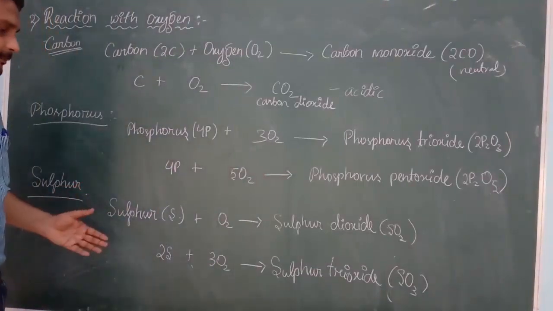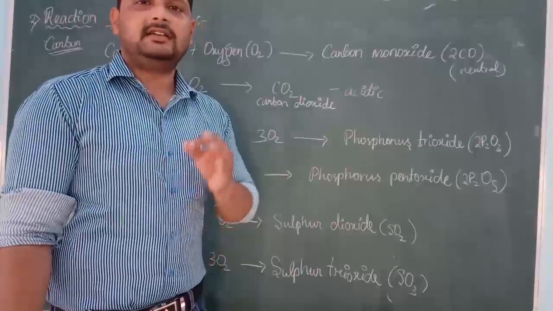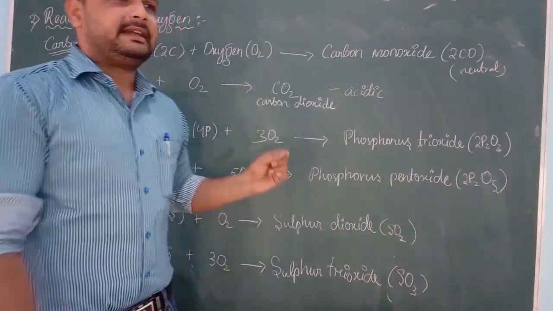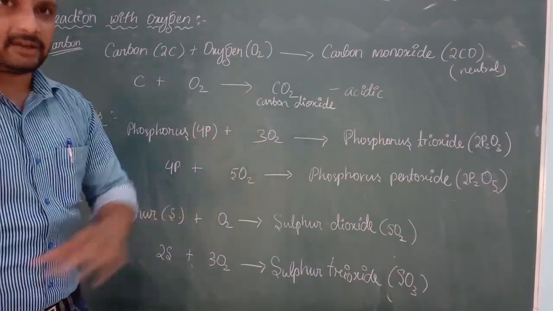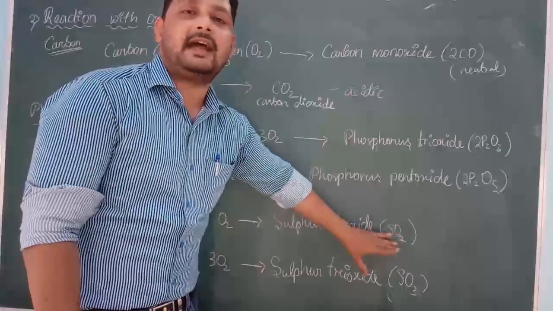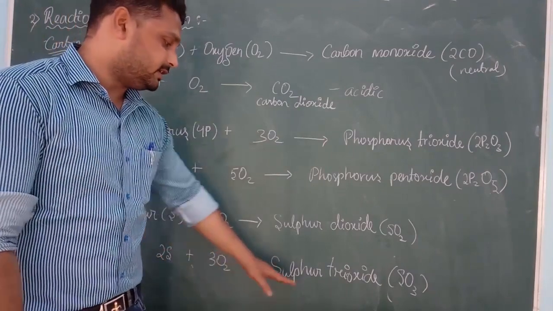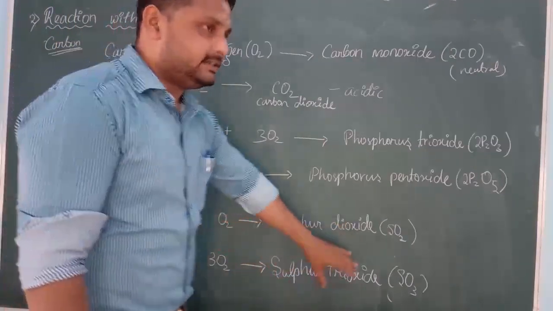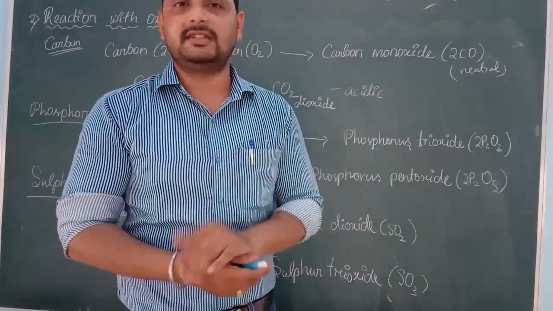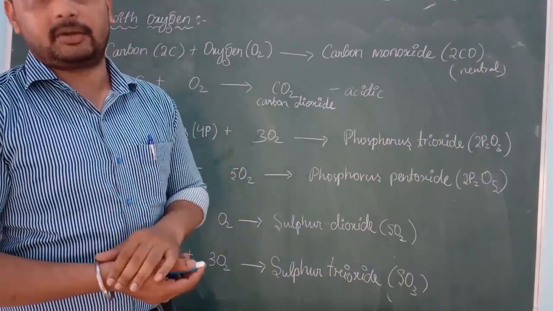Then sulfur also forms 2 different types of oxides, and both are acidic by nature. If sulfur reacts with only 1 molecule of oxygen, it forms sulfur dioxide. And this sulfur dioxide, if you add to water, forms sulfurous acid. And if 2 molecules of sulfur react with 3 molecules of oxygen, it forms sulfur trioxide. This sulfur trioxide, if added to water, forms sulfuric acid, one of the most dangerous acids. Okay, so these are the different types of oxides formed by nonmetals.